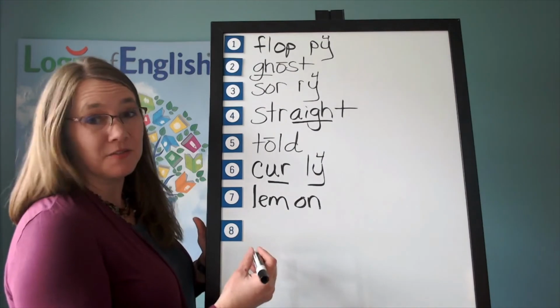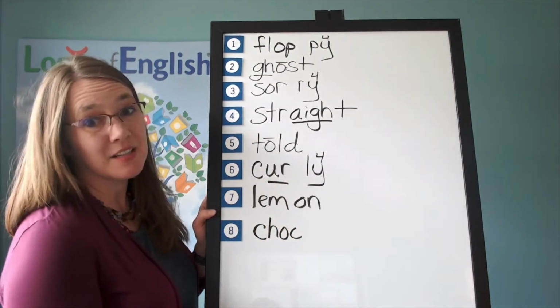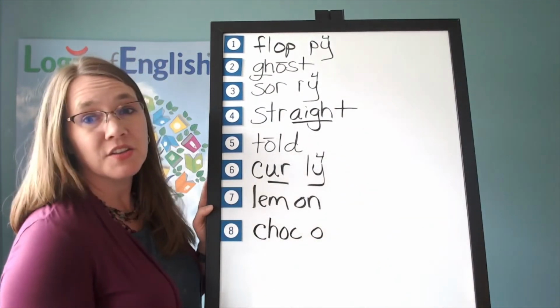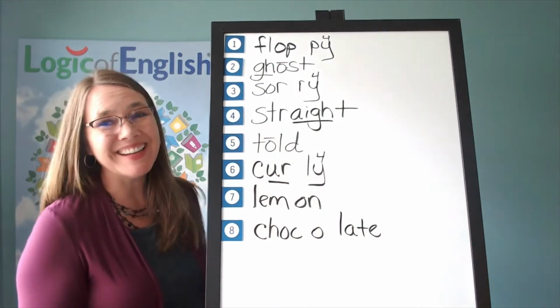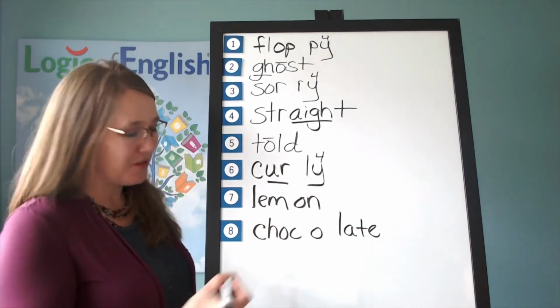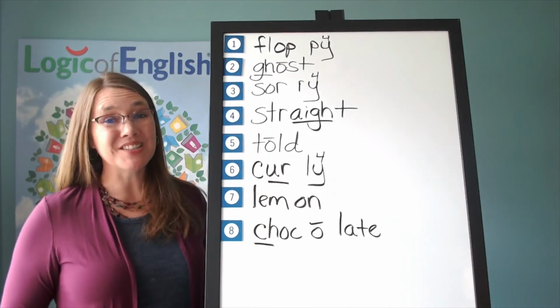Great, now help me to write it. The first syllable is chalk. Ch-a-k. The second syllable is o. O. The third syllable is late. L-a-t. Silent final E. How do we mark it? We'll underline the ch. We'll put a line over the O. Why did the O say its long sound?